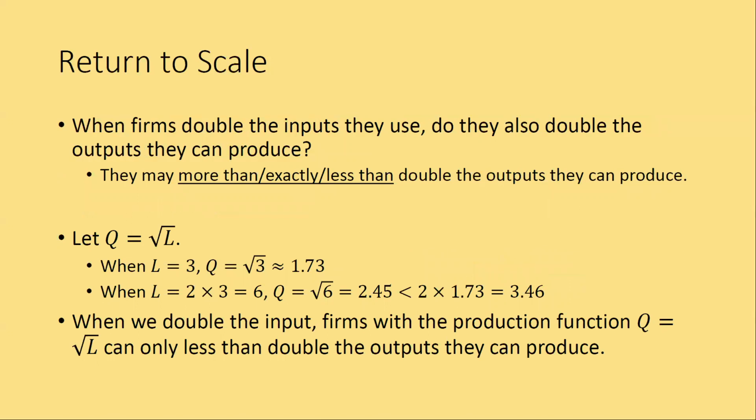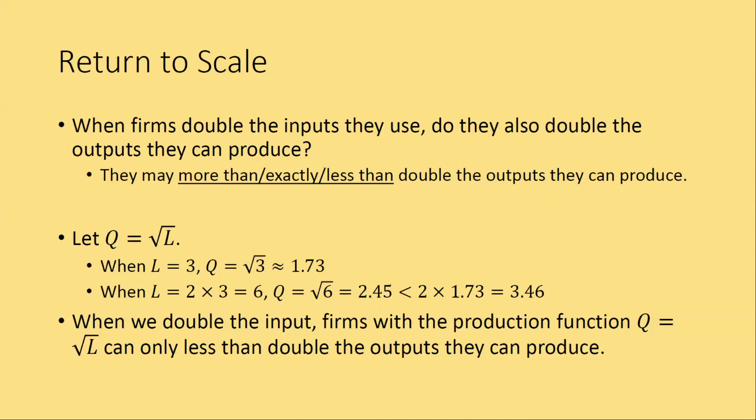So the question is, if the firm doubles all its inputs, do they also double the output they produce? Well, they may actually more than double, or exactly double, or less than double the output they can produce. For example, let's say we take a simple production function, Q equals the square root of L. When we employ 3 units of labor, the firm can produce at most the square root of 3, which is approximately 1.73 units of output.